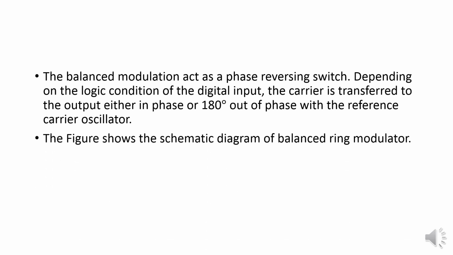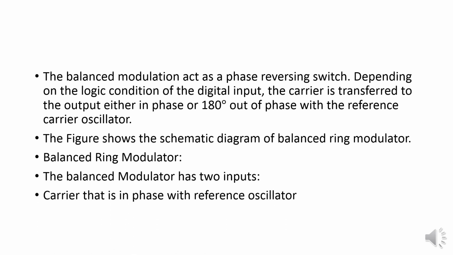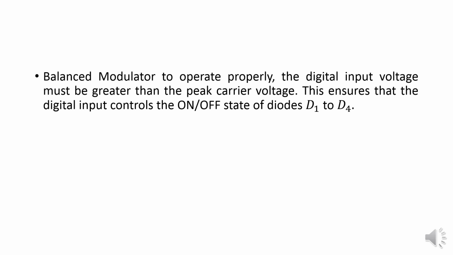The figure shows the schematic diagram of the balanced ring modulator. The balanced ring modulator has two inputs. One is the carrier, which is in phase with the reference oscillator. The other is the binary digital data. For the balanced modulator to operate properly, the digital input voltage must be greater than the peak carrier voltage. This ensures that the digital input controls the on or off state of the diodes D1 to D4.